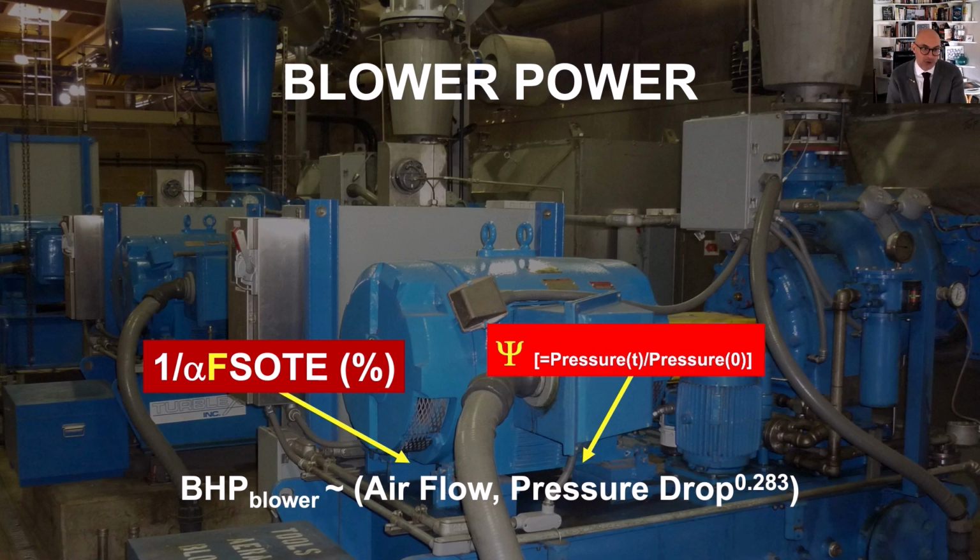Now, the airflow is proportional to 1 over alpha F SOT. We saw that earlier when we looked at the equations, right? And we introduce now F in yellow because with time, that's even lower. And the pressure factor psi is the ratio of the pressure at time T divided by the initial pressure. So the airflow goes up because the denominator becomes smaller, okay? And the pressure goes up because the numerator becomes larger. So over time, the blower power goes up.